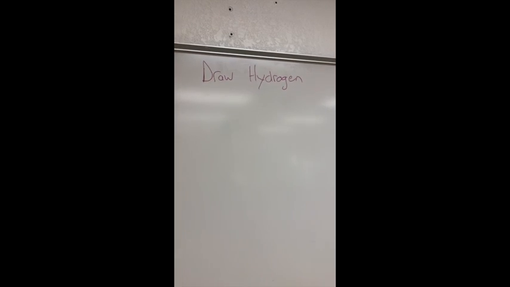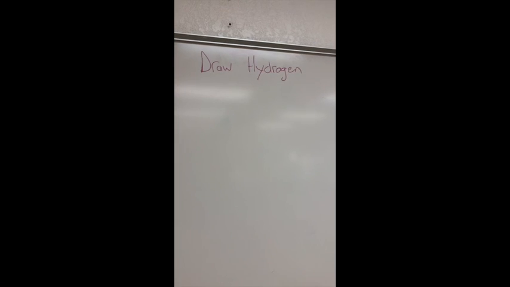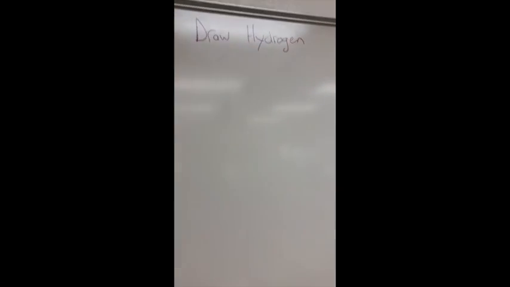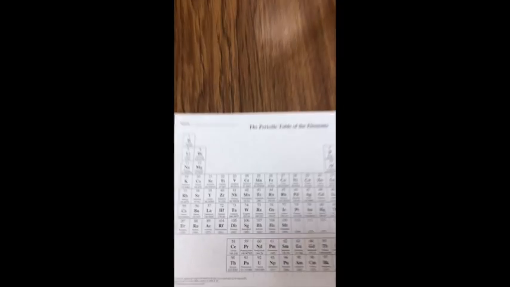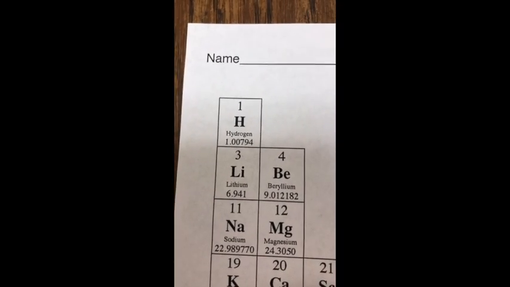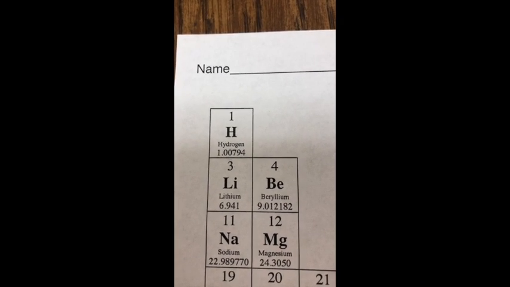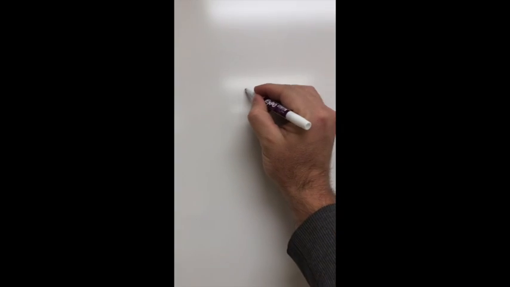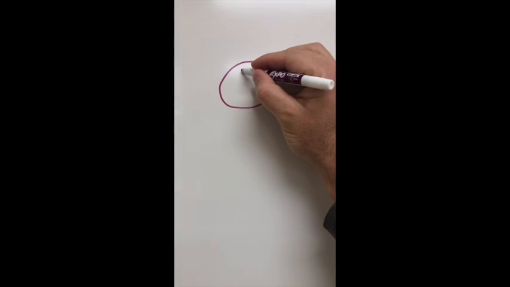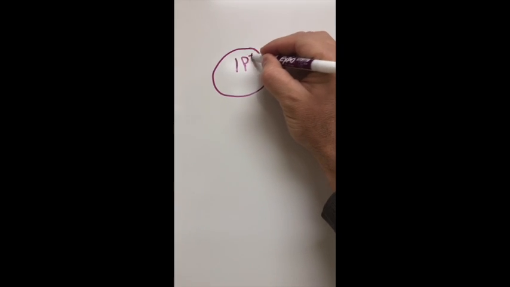So we had practice drawing some atoms, and the first one we're going to draw is hydrogen. If we look at hydrogen, it's number 1 on the periodic table of elements and it weighs 1.00794. So the 1 at the top means it will have 1 proton in the nucleus. We start by saying it has 1 proton.